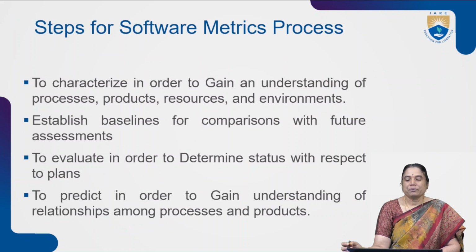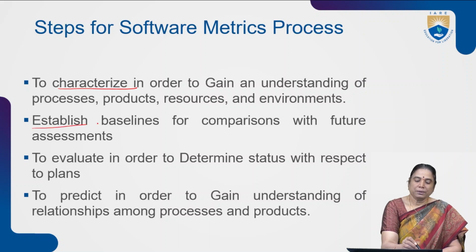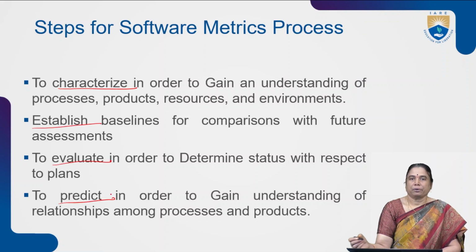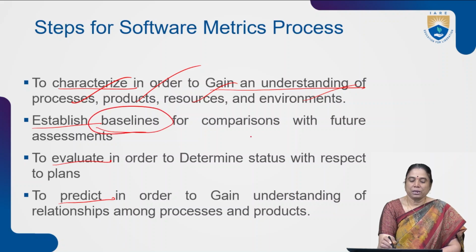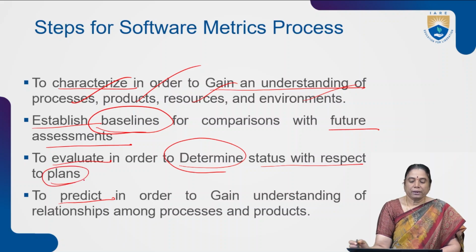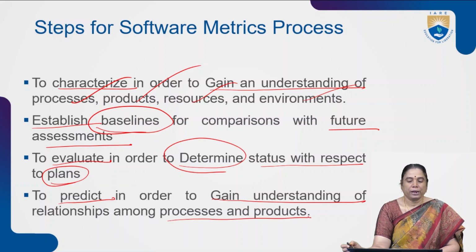The steps for the software metric process are: first characterize, then establish, evaluate, and predict. Characterize in order to gain understanding of the process, product, resources, and environment. Establish baselines for comparison with future assessment. Evaluate in order to determine the status with respect to plans. Predict, to gain understanding of relationships among processes and products.